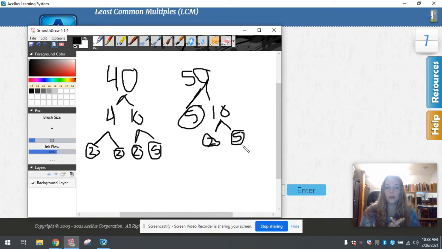Now, I look for the numbers that they have in common again. So actually, what's different about the least common multiple and the greatest common factor is instead of looking for matches, I'm going to look for the numbers that don't match, and I am going to list those.